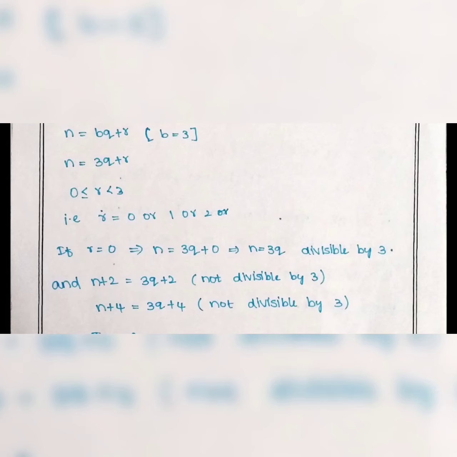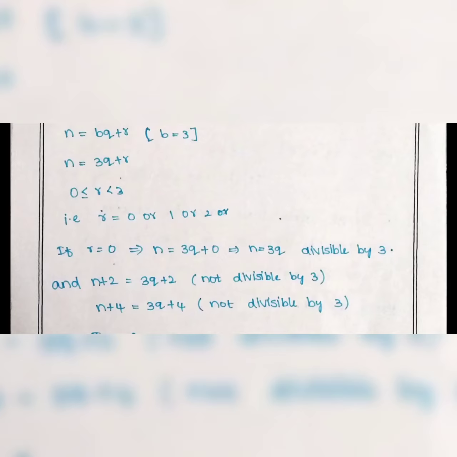If r equals 0, then n equals 3q plus 0, so n equals 3q. n equals 3q will be divisible by 3, because 3 into something will be divisible by 3. And n plus 2 means 3q plus 2, which will not be divisible by 3. You can check it: 3 into 1 is 3, 3 2s are 6, 3 3s are 9, 3 4s are 12, so all will be divisible by 3. But if you take 3q plus 2, for example 3 1s are 3 plus 2, it is 5. It is not divisible by 3.